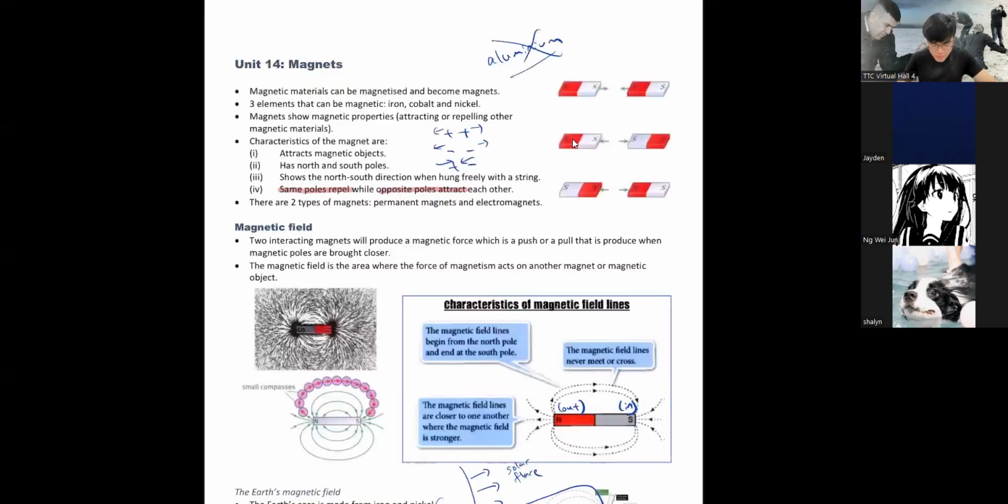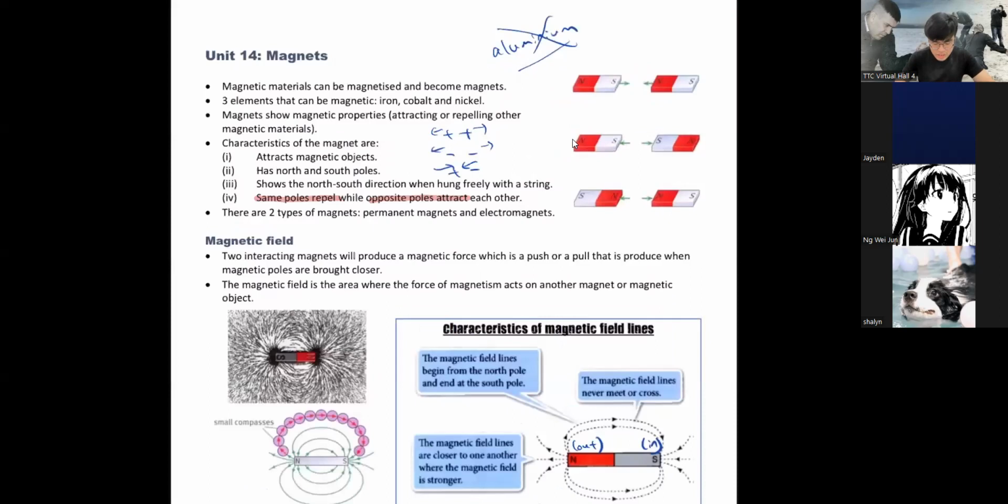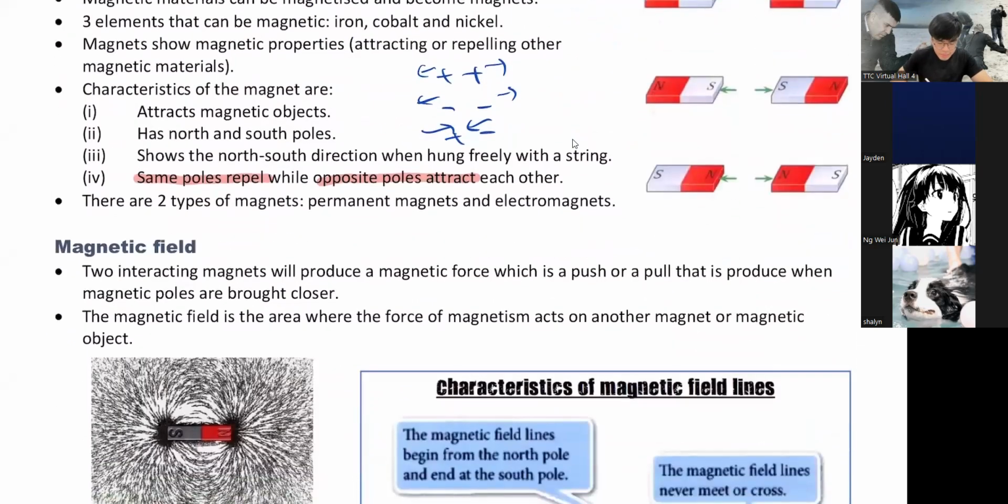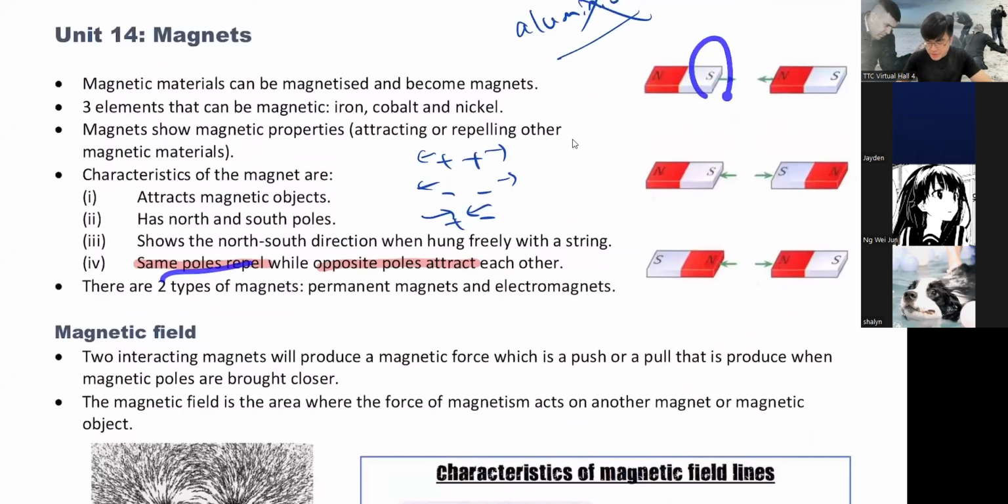So we are in magnet. Let us finish this real quick. So let me repeat this. What is magnet? When I say magnetic material, that means only 3 things can be attracted by a magnet, which is iron, cobalt, and nickel. Same poles repel: south repels south, north repels north. Opposite poles attract. Boy and girl will attract.